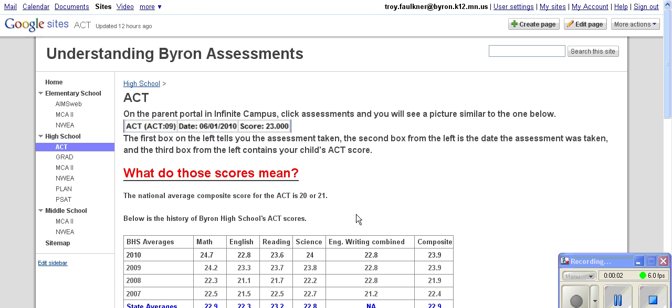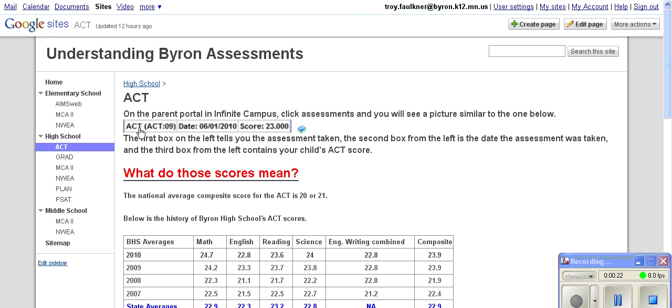Welcome to the Byron High School ACT page to help you understand what ACT scores mean and how your child is doing compared to other students. Now, if you go to the Infinite Campus Parent Portal, and on the left-hand side you click on the Assessment tab, you would see an ACT score represented.